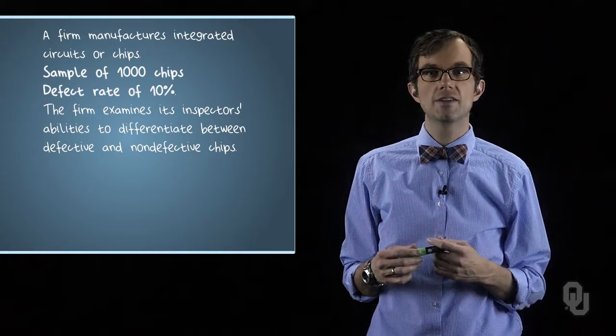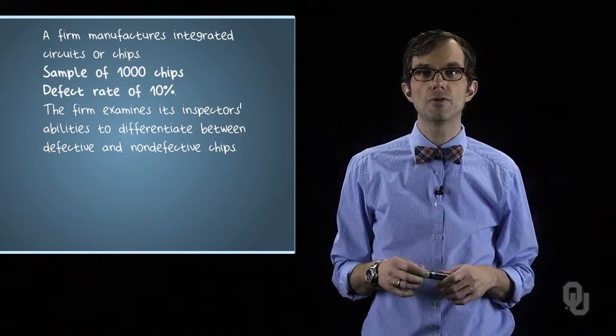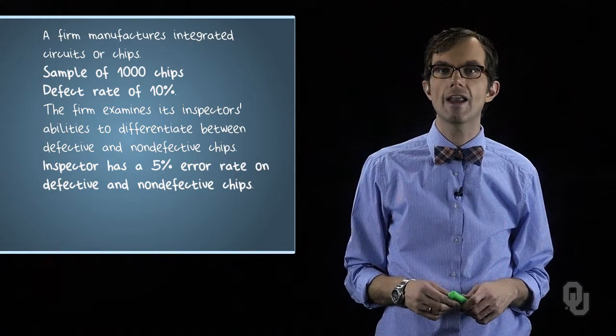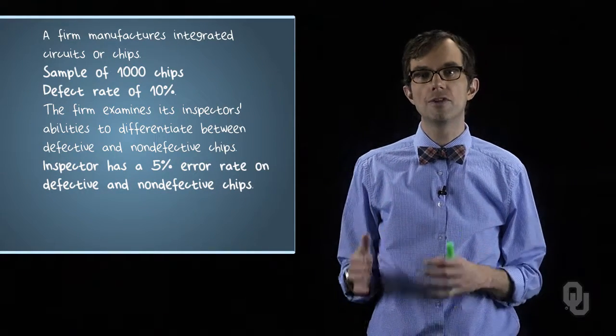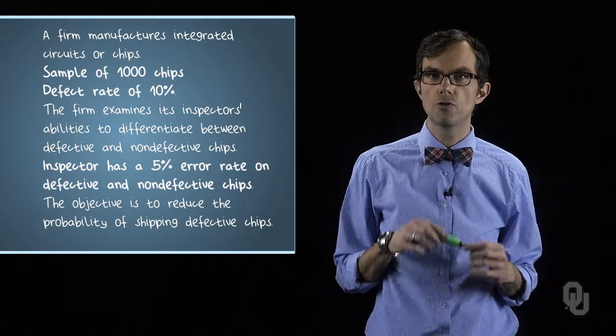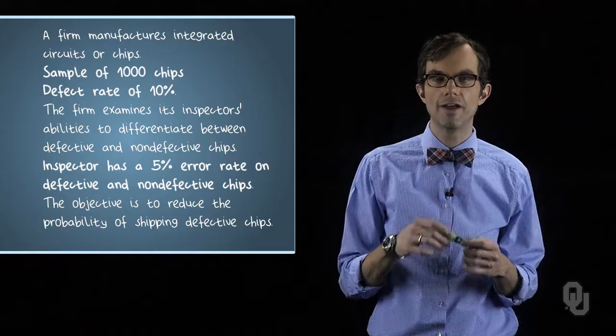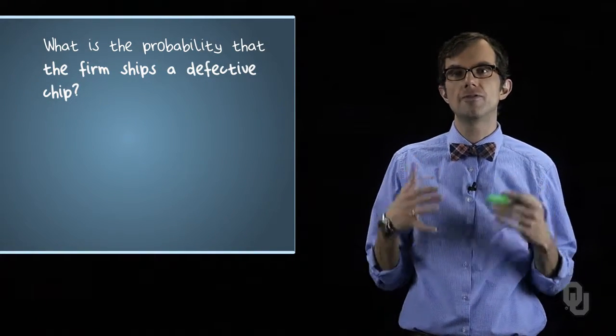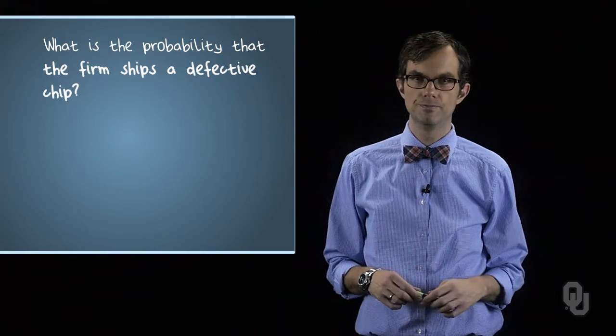The firm then examines its inspectors' abilities to differentiate between defective and non-defective chips, finding that the inspectors typically had a 5% error rate on both defective and non-defective chips. The company's main objective is to reduce the probability of shipping defective chips. So we want to find the probability that the firm ships a defective chip.